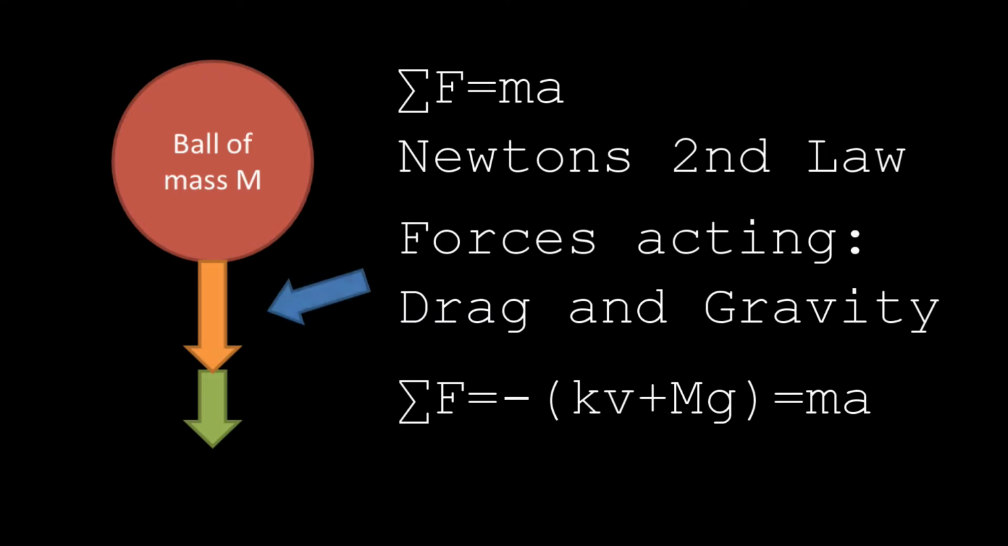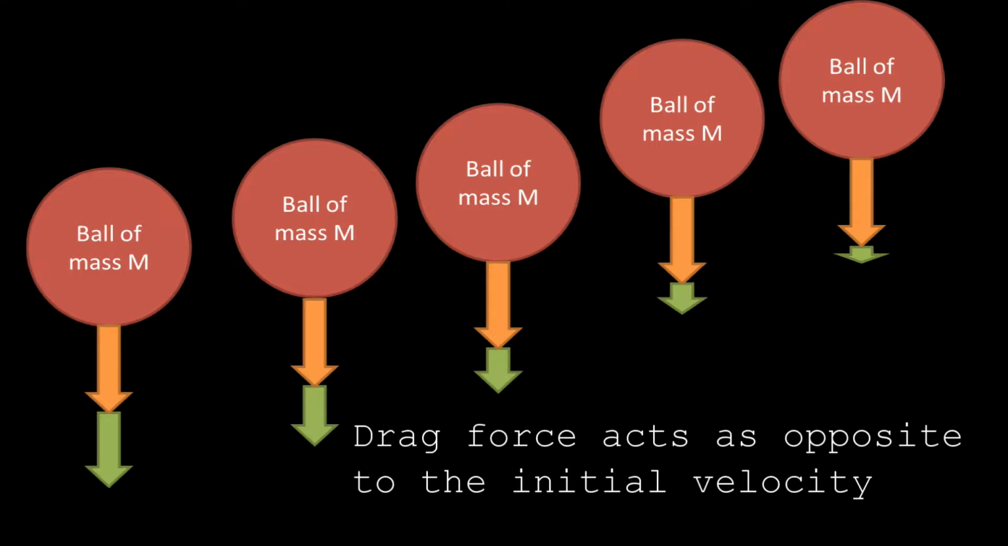And we know that the forces acting from earlier are the drag force and the force of gravity. So the sum of the forces in this system would be negative kV plus mg. And they are both negative because as the ball is going upwards, gravity and drag force are acting in the opposite direction of motion. So negative kV plus negative mg equals ma.